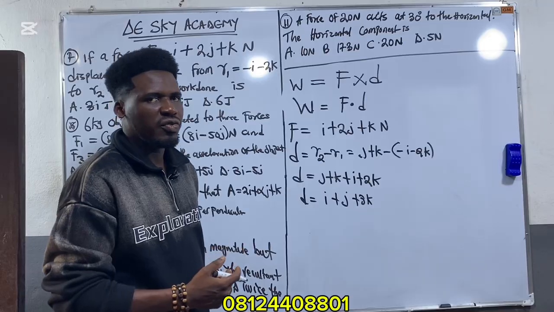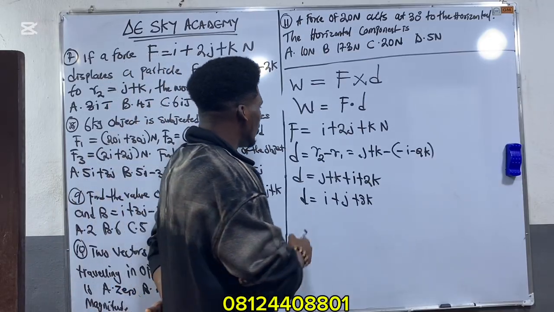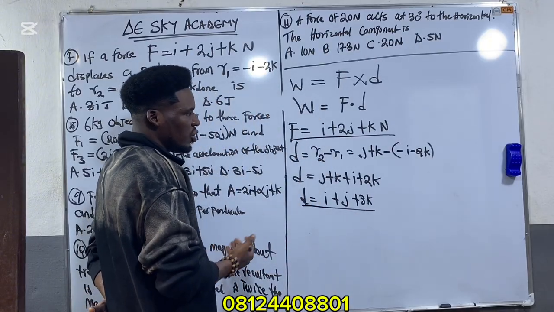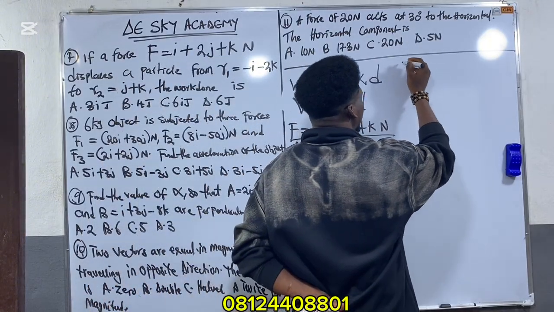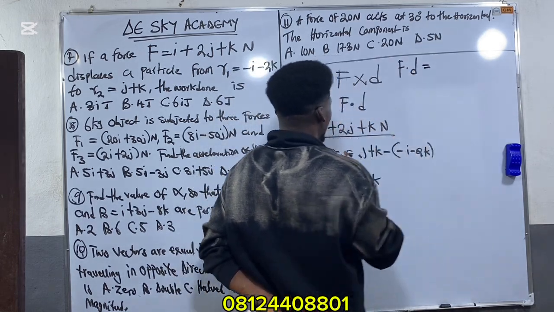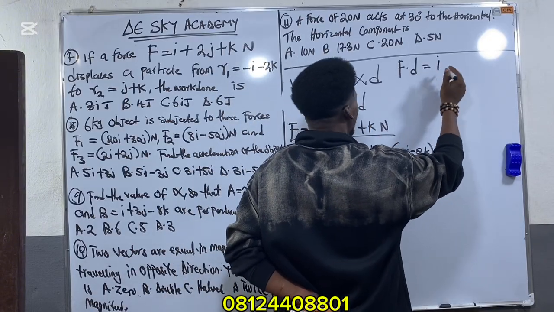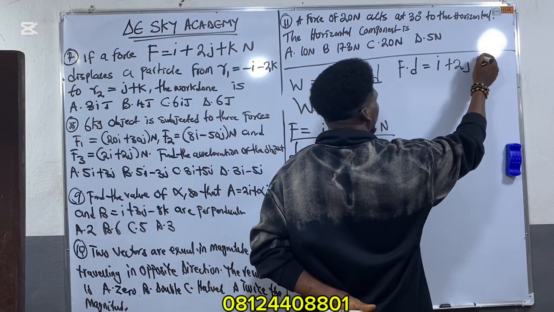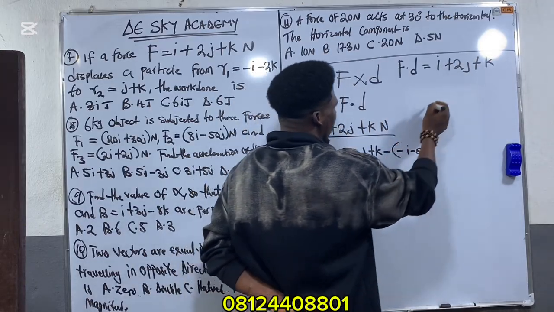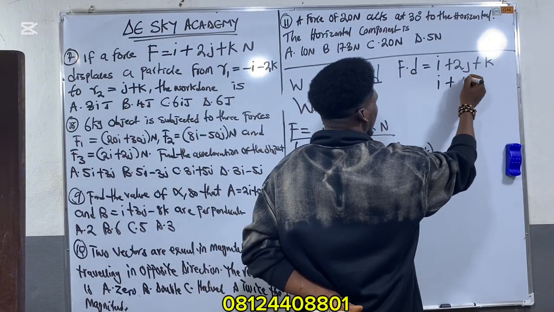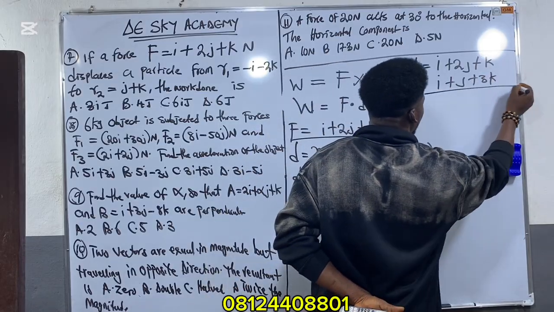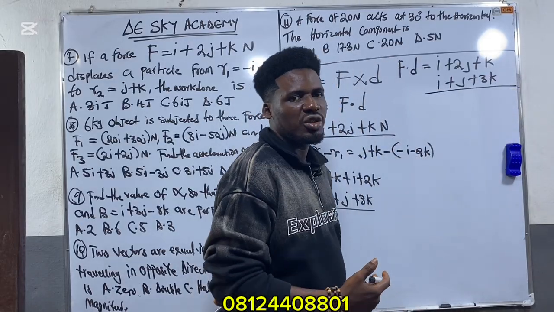Now we apply the formula for dot product. We know our force and we know our displacement. So the dot product of F and D will be equal to, what is force? I plus 2J plus K. And what is displacement? I plus J plus 3K. Now, to do this, you will take the multiplication of the coefficients of the directions.